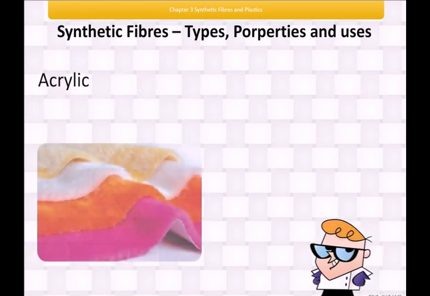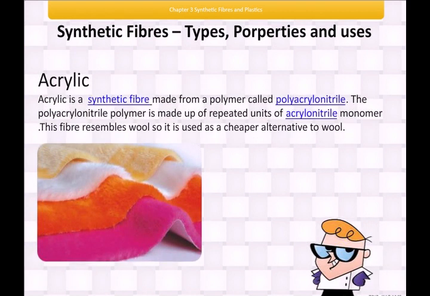Acrylic. Acrylic is a synthetic fiber made from a polymer called polyacrylonitrile. The polyacrylonitrile polymer is made up of repeated units of acrylonitrile monomer. This fiber resembles wool, so it is used as a cheaper alternative to wool.